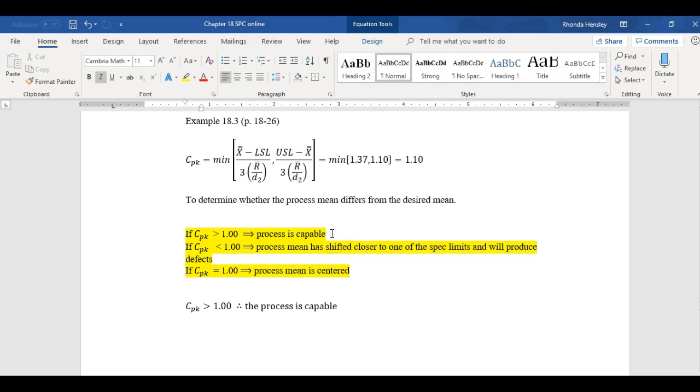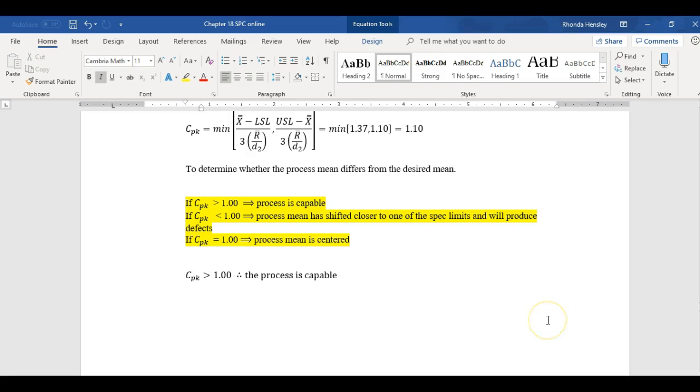So what this tells me is if the process capability index is greater than 1, it means my process is capable. Nothing has shifted so much that I should be having a problem. If it's less than 1, that means that your process mean is shifted so close to one of these 2 spec limits, either the upper or the lower, it's going to produce defects. And if it's exactly equal to 1, that means your process mean is exactly centered on the spec mean. So anyway, this one's capable, no problem. You've got a little shift, but it's not enough of a shift to cause a problem.